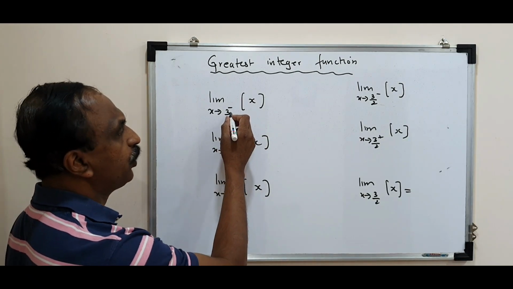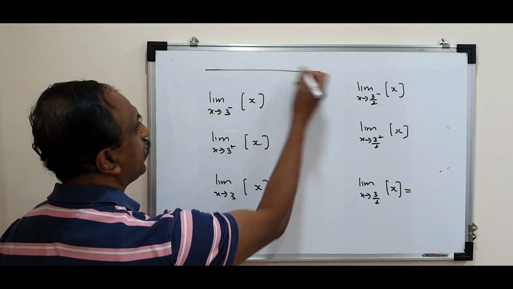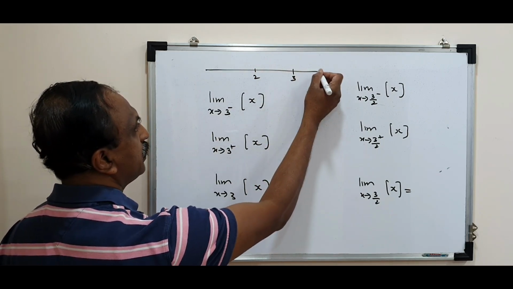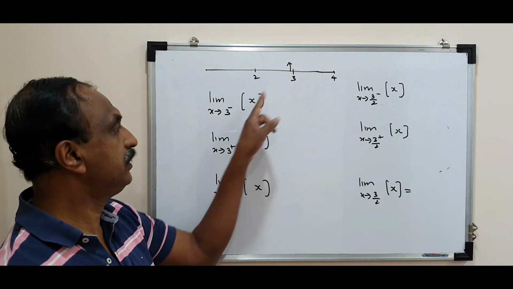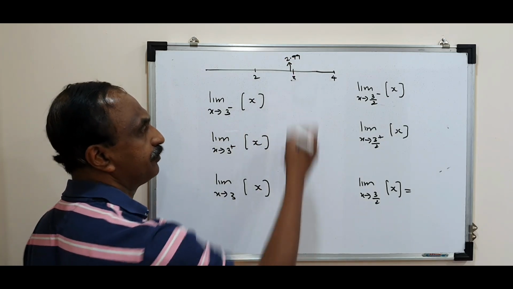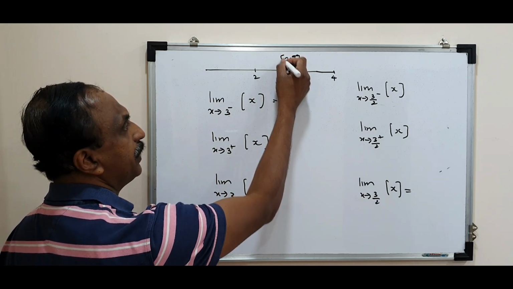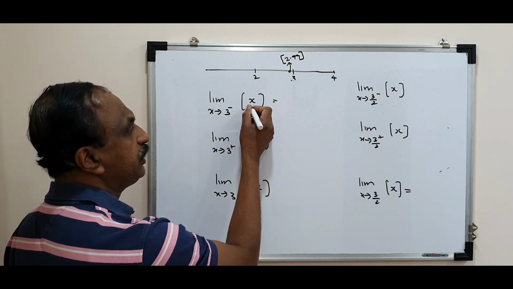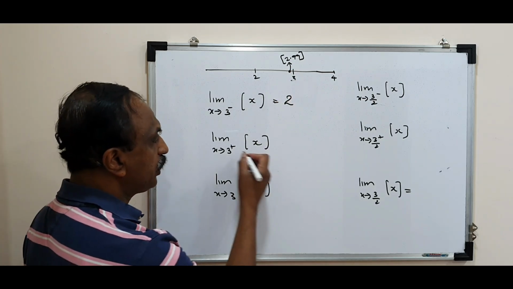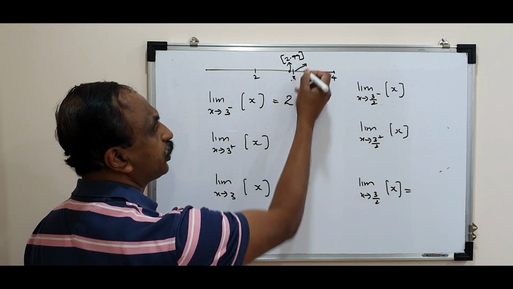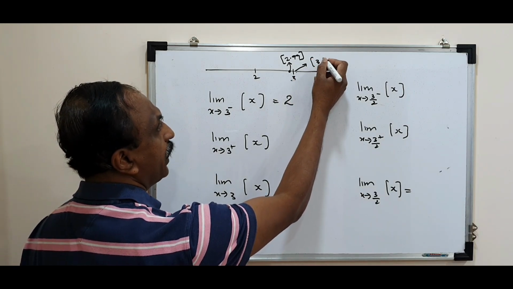So when we talk about x tending to 3 minus, look at the numbers 2, 3, 4 here. 3 minus means a number a little less than 3, like 2.999. The integer of 2.99 is nothing but 2. So the integer of any number less than 3 will be 2. The integer of any number more than 3 but near to 3, like 3.1, is 3.